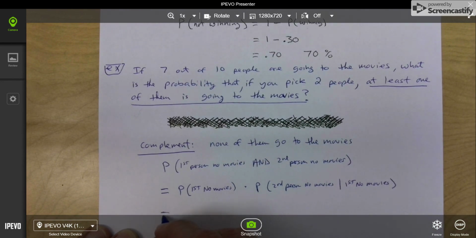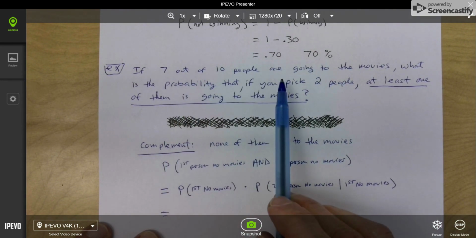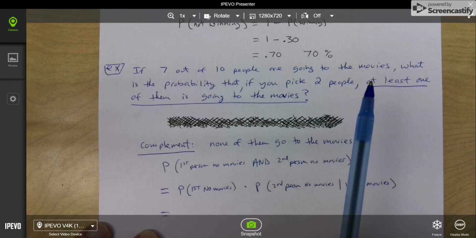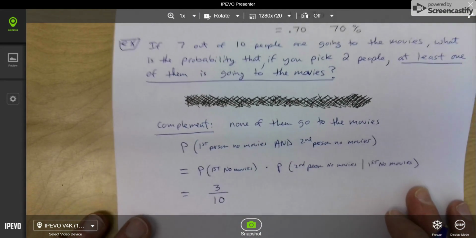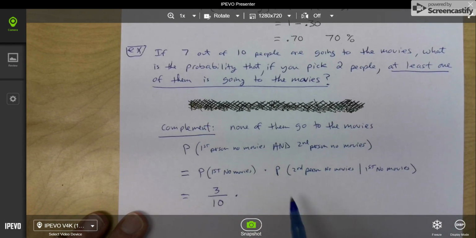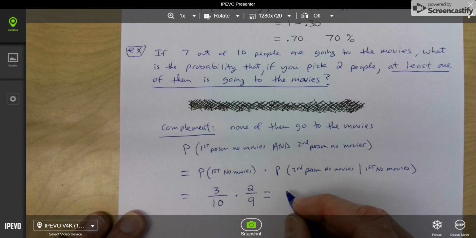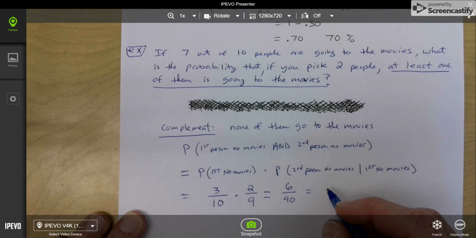Well, what this means is, if we think of here, 7 out of 10 people are going to the movies. Well, that means that 3 people are not going to the movies. So what we have is 3 over 10. All right, and then the second person is not going to the movies, and given that the first person doesn't go to the movies, you think, hey, it's going to go down by 1. There's 2 over 9. And so what we're going to do here is just multiply and simplify. We get 6 over 90.